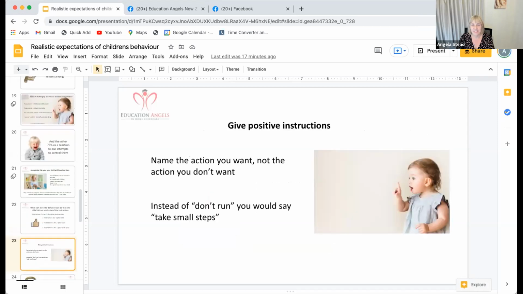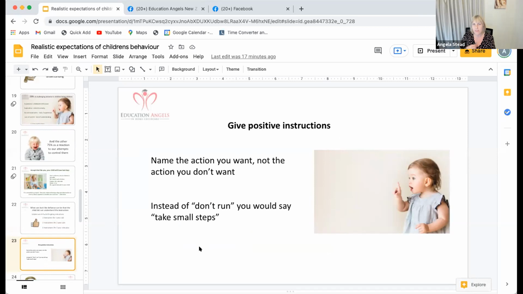Cool. Okay. Always give positive instructions. So name the action you want, not the action you don't want. It's funny, as humans, we often remember the last couple of words in a sentence, and that's what we tend to follow through with.